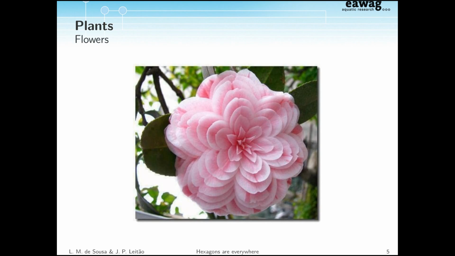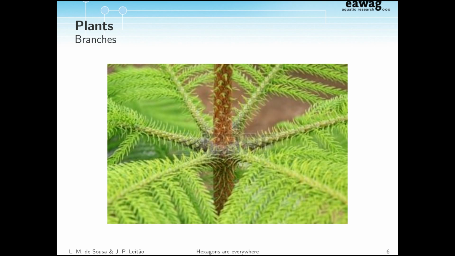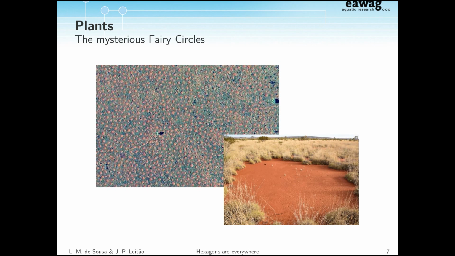Plants themselves are very fond of hexagons, and you can find hexagonal patterns in many aspects of plants, like in this case with petals. Also in branches. This is especially visible in young bushes and young trees that grow in this fashion. But also at a macroscopic scale.